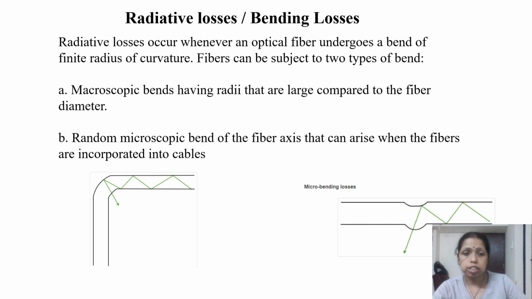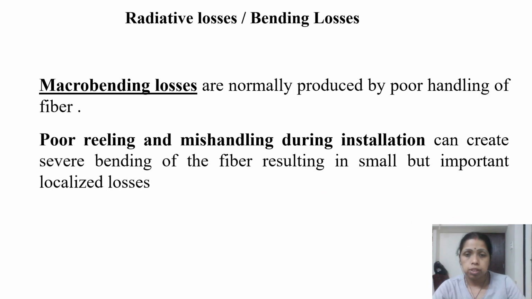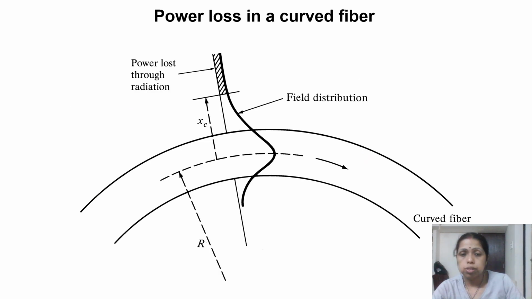I have already discussed these two diagrams. You can see, while bending the fiber in a cylindrical way, and this is a small bending in the case of micro bending. So poor reeling and mishandling during installation cause macro bending. You can see in the case of macro bending, this is the electric field distribution.